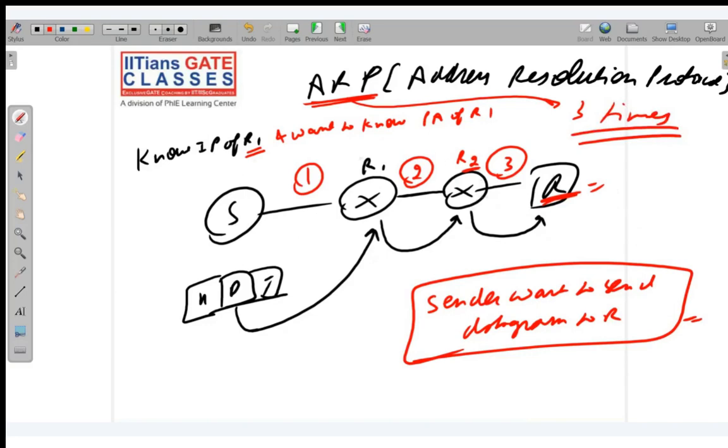The use of ARP is that it is used to map an IP address to a physical address. That means the sender knows the IP address but does not know the physical address. So it wants to know the physical address. That's why we are using ARP.